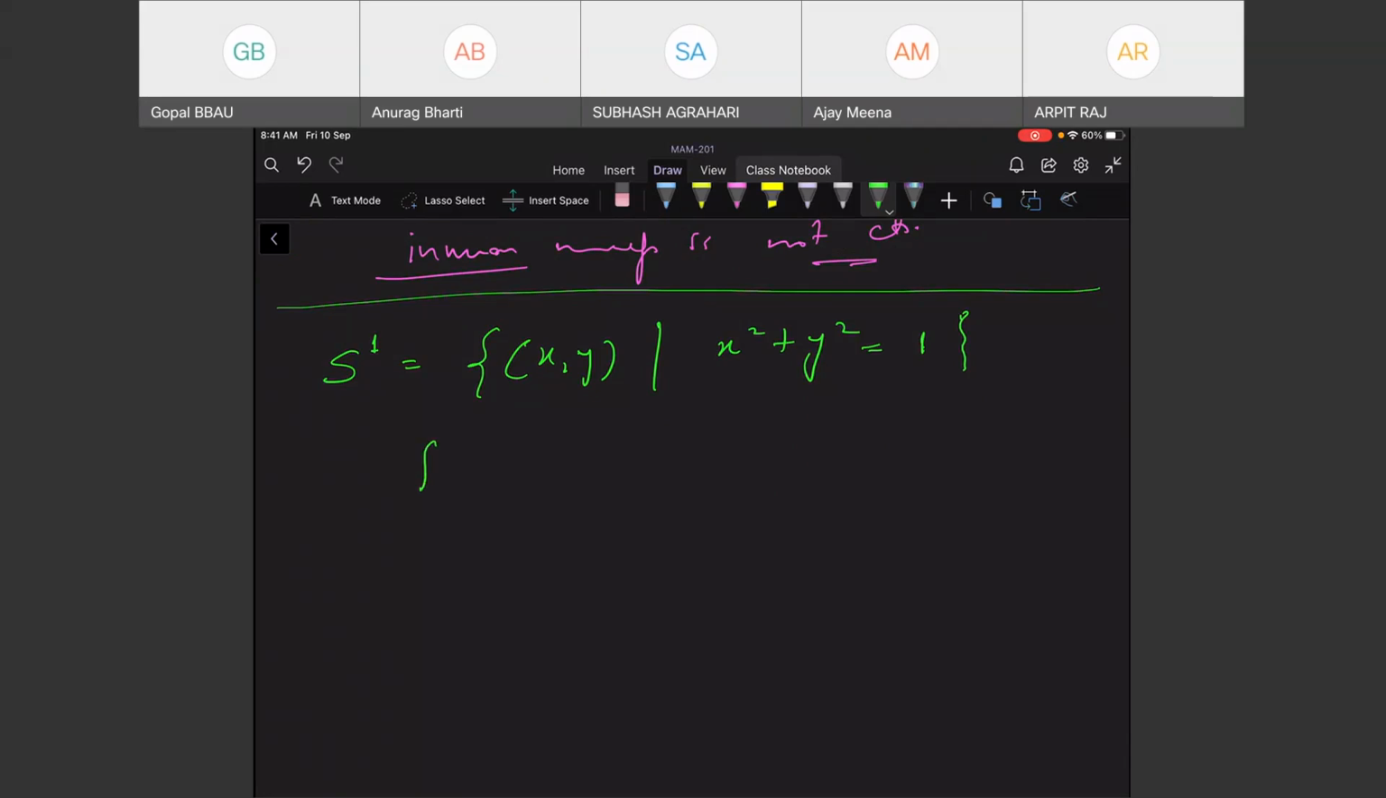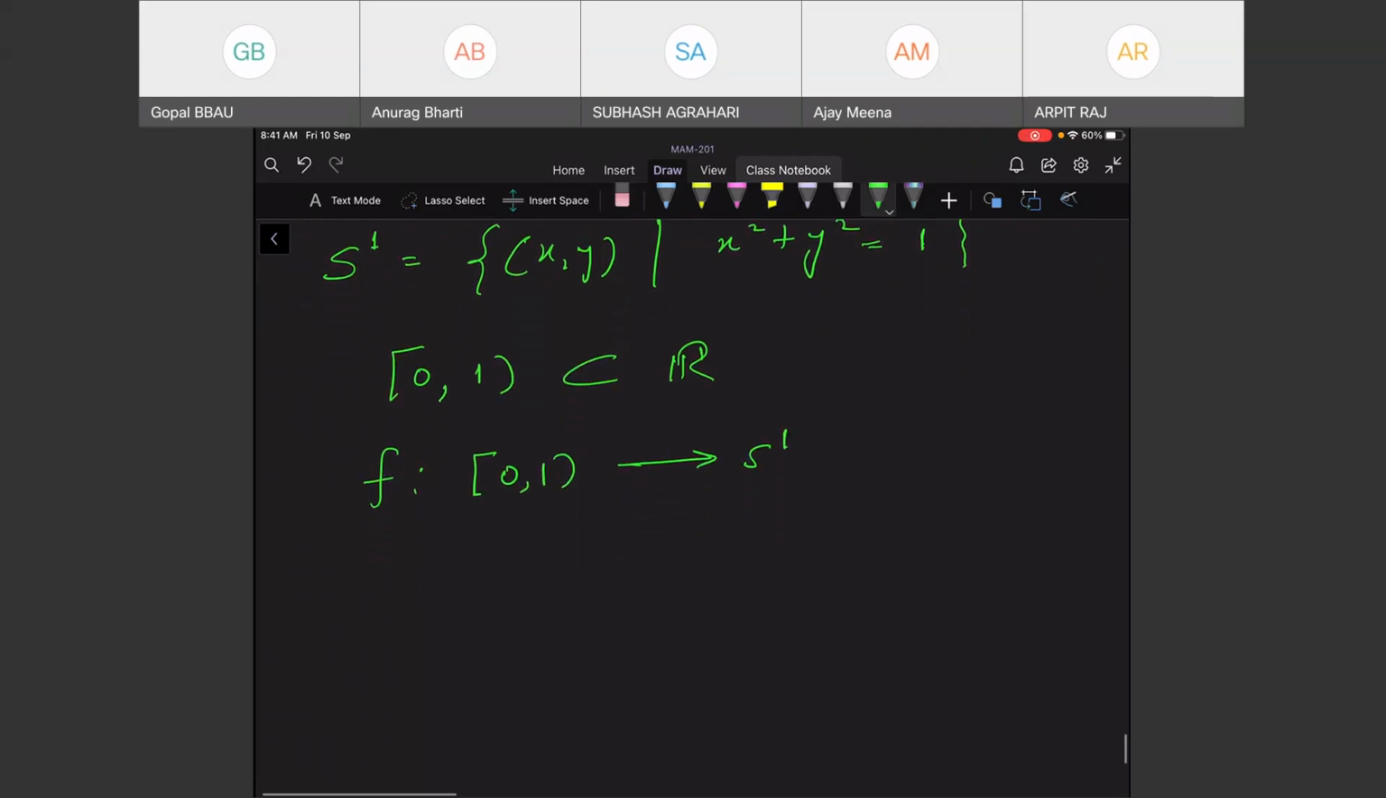And consider the subspace [0, 1) in R. Define a map F from this subspace [0, 1) to S1 given by F of t equal to (cos 2 pi t, sin 2 pi t).